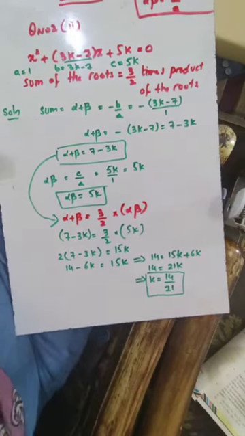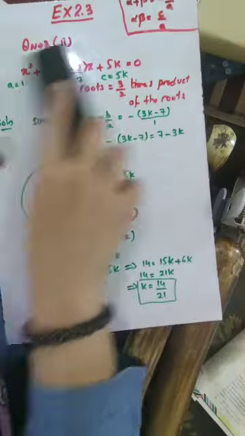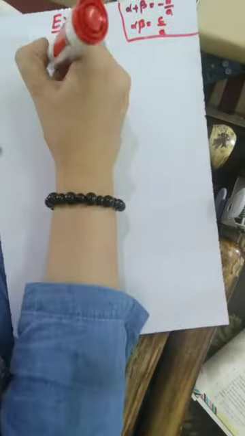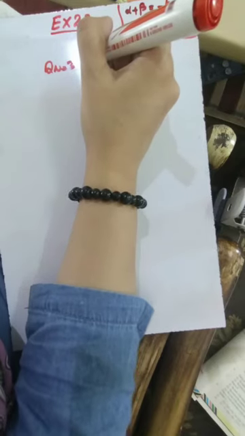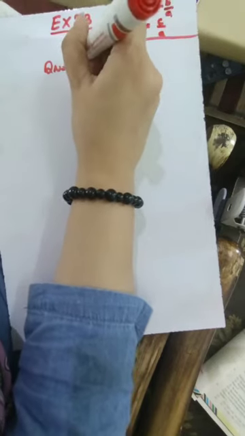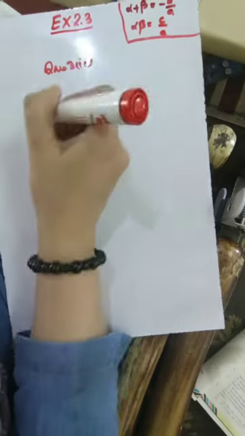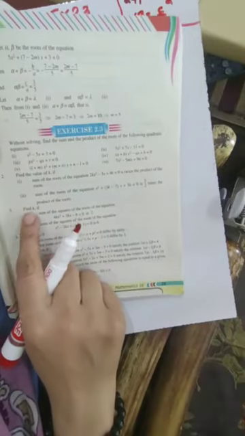Now moving to the next question. Question number 3, parts 1 and 2. There are two parts. I will do part 2 for you because they are of the same method. First, let us read the question. Question number 3 is find k.